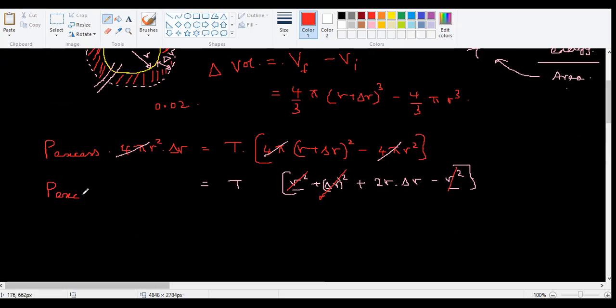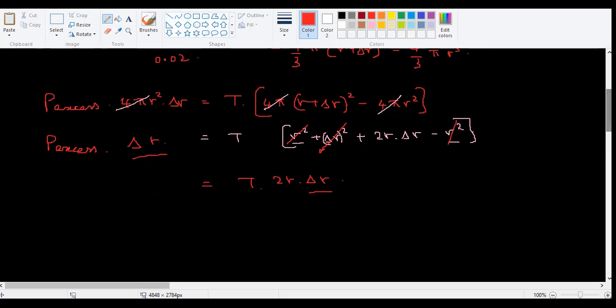Delta P times delta r. If you want, I can write it one more time. So T times 2r delta r. So I can cancel this delta r and this delta r. So what is left is you will get the final answer. This is what I told you in the last class. Just take it as a formula for now, and we will do the derivation in the next class. So T into 2r.